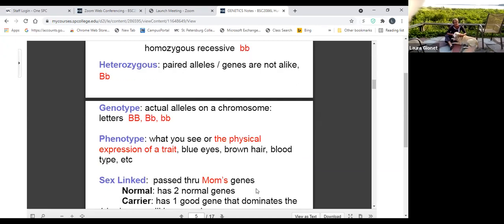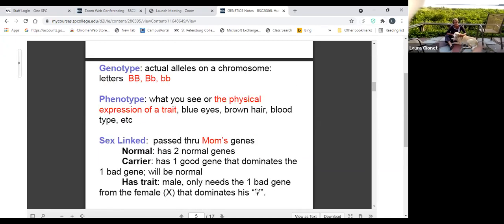Right, then we have genotype and phenotype. Genotype are the actual alleles on a chromosome. So when we talk about the genotype of mom and the genotype of dad, it's going to be the two letters, whether they're homozygous dominant, homozygous recessive, or heterozygous for a particular trait.